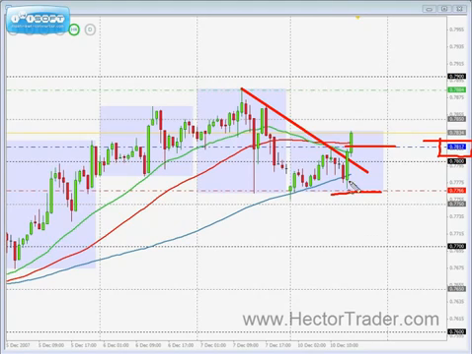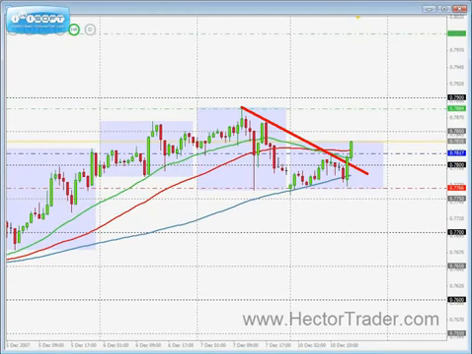Below the last pullback, I'm going to take half of my position out at the previous swing high, 0.7884, which comes right around the average daily range for this currency pair. We are hitting the previous swing high just as we meet the average daily range for this currency pair, and that's always nice to see.